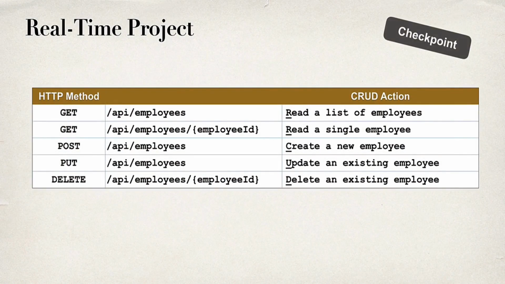Okay, so now just doing a checkpoint here on our real-time project as far as the list of API methods. We've already completed the first one here of GET to read a list of employees. Now in this video, we'll focus on doing a GET for a given employee ID for a single employee, and also doing a POST to create a new employee.